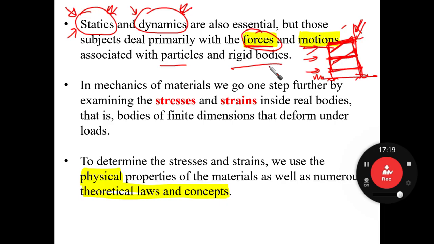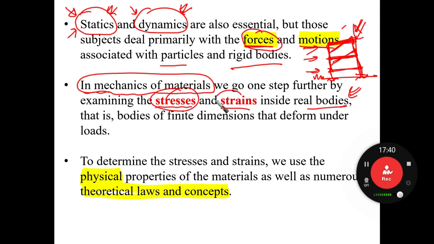So we are stopping at these fields with forces and motions associated with particles and rigid bodies. However, in mechanics of materials, we go one step further by examining the stresses and strains inside real bodies. So we're going to talk about stresses and strains. Do you remember? This is the famous curve that we are always going to have, the stress-strain curve, for whatever material we are going to have.